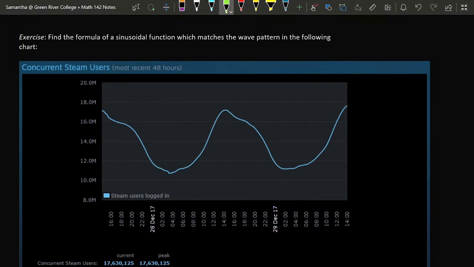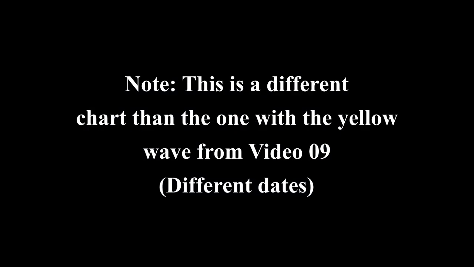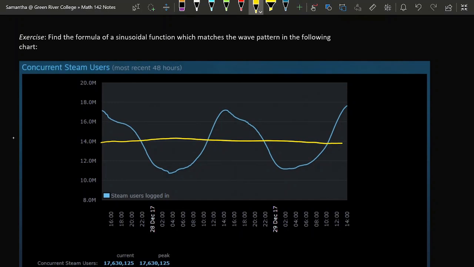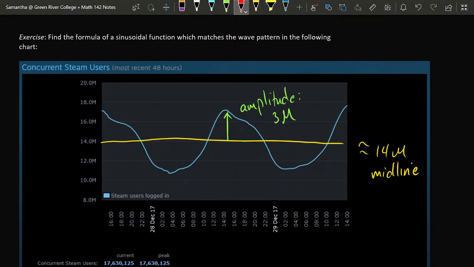To conclude with one final exercise, let's try and come up with a formula for a sinusoidal function that matches this wave pattern that we saw with this concurrent Steam users chart. The midline was over here at approximately 14 million users. The distance between midline and peak corresponded to approximately 3 million users. The distance between peaks, horizontal distance between peaks, or time between peaks, was 1 day.